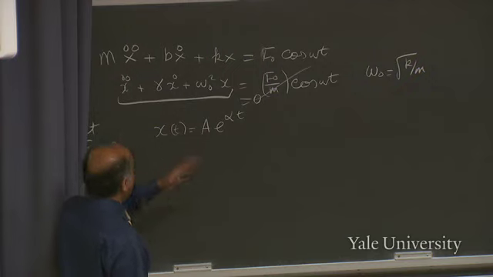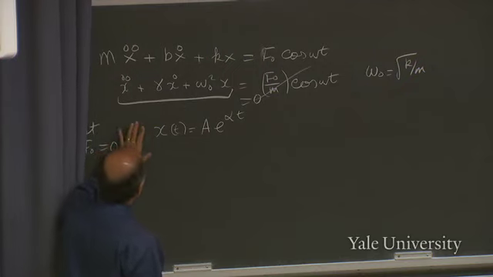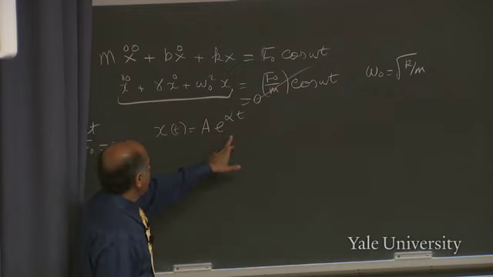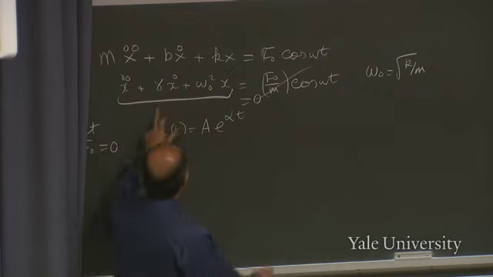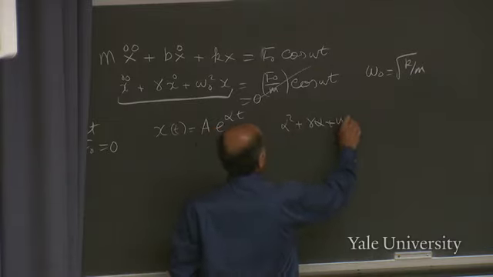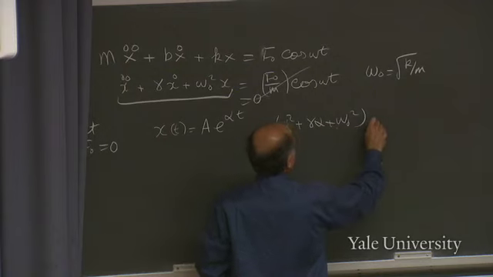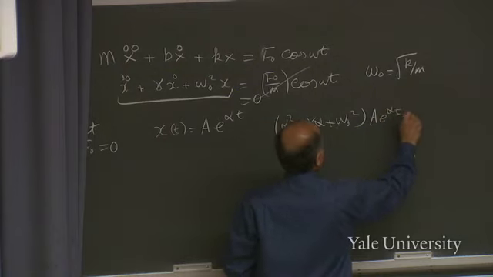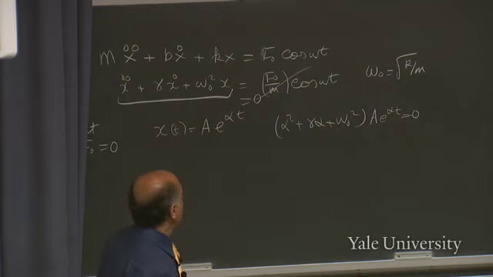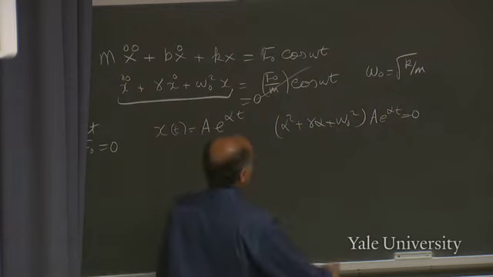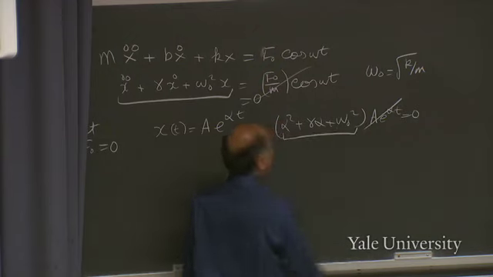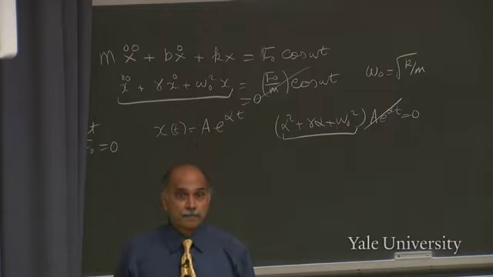I certainly don't want to repeat all of that. The reason it's going to work is that every time you take a derivative of x, you bring down an alpha and still keep e to the alpha t. So when you put that guess into this equation, you're going to get alpha square plus gamma alpha plus omega naught square times a e to the alpha t equal to 0. And if this is going to vanish, it's not because of a and it's not because of e to the alpha t, it's because this guy in brackets is going to vanish.